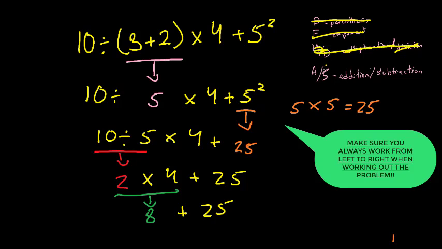Now we do the addition and subtraction part. But if you see, there is no subtraction, so we're not going to need to worry about that. We just need to do the addition. So if we did 8 plus 25, it would be 33. And that would be your answer. That would be how you do PEMDAS.